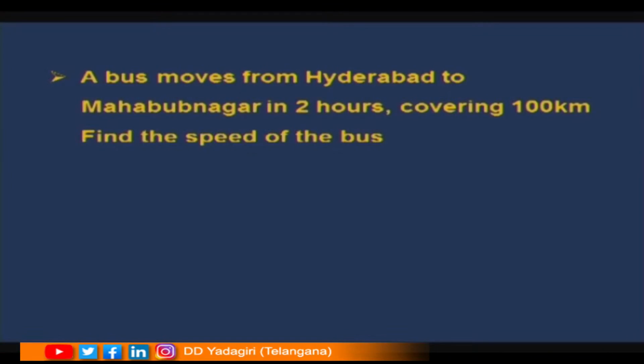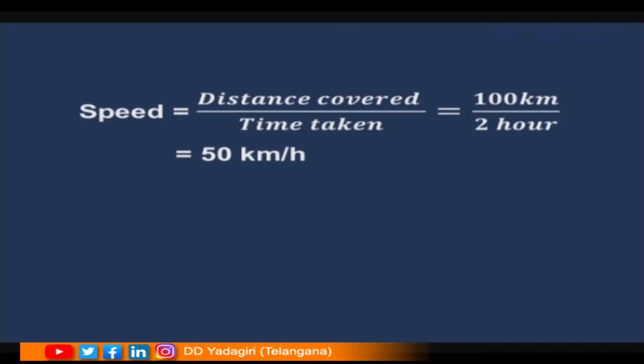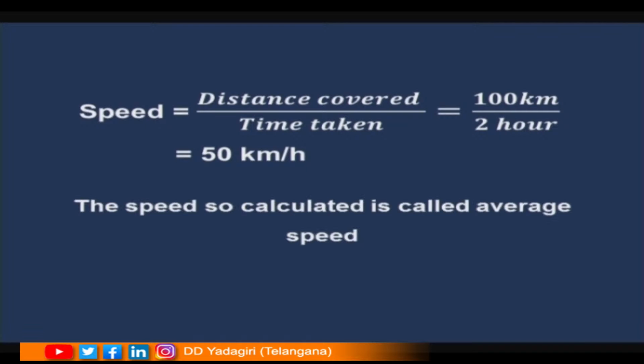Now children, let us solve some numericals. Here is a bus which moves from Hyderabad to Mahbubnagar in 2 hours, covering 100 kilometers. Find the speed of the bus. Speed is equal to distance covered by time taken. Substituting the values, the distance is 100 kilometers and the time taken is 2 hours, which gives us 50 km per hour. Speed is equal to 50 km per hour. The speed so calculated is called the average speed.